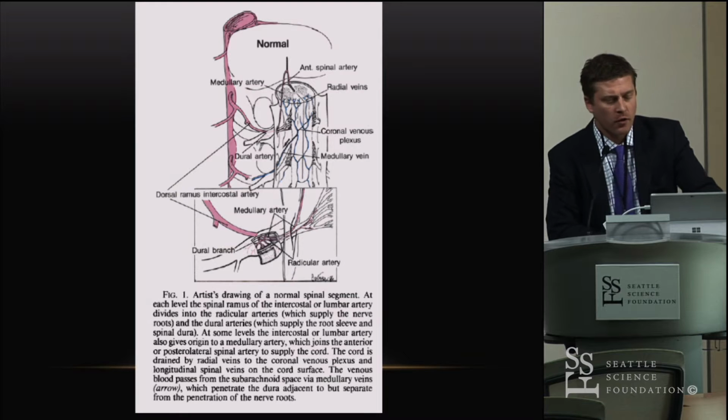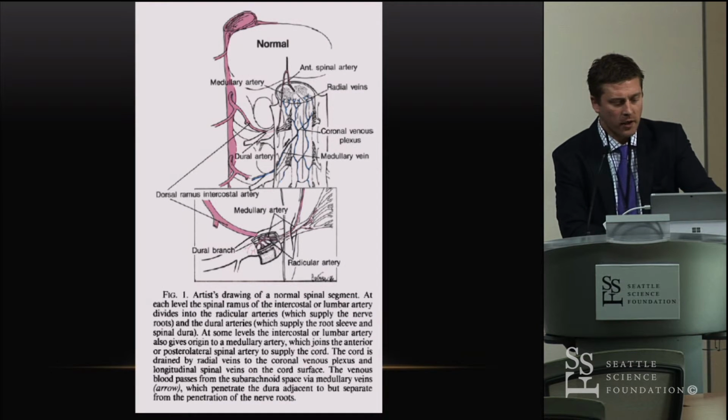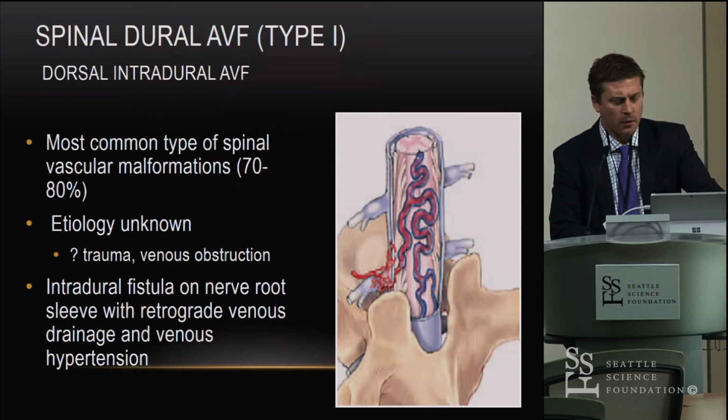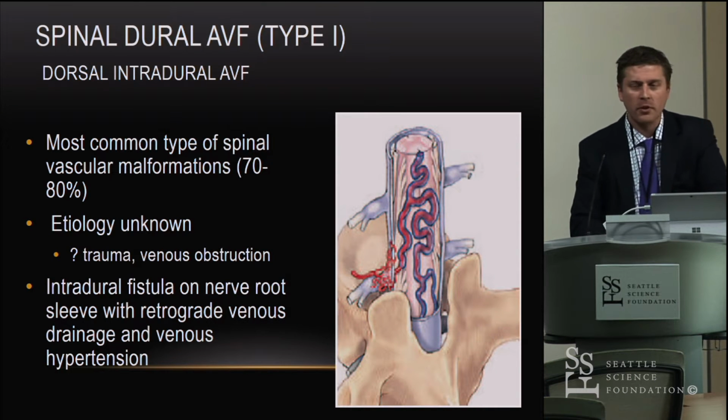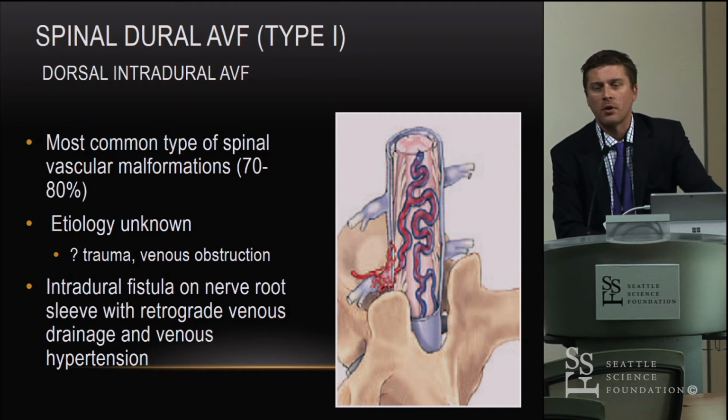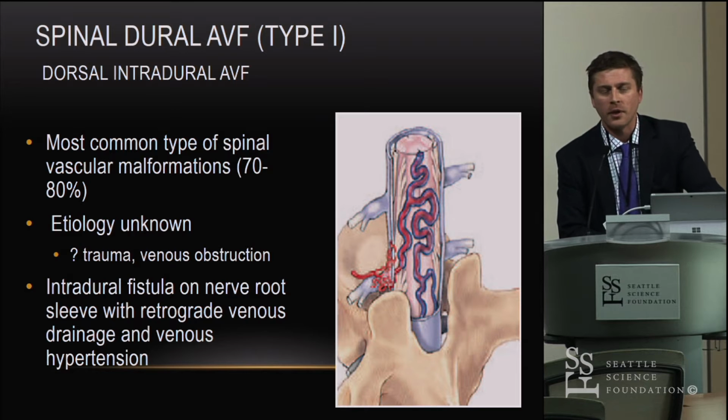Just going over the normal anatomy again, you've got the medullary arteries and those radiculopial arteries going to the back, the posterior spinals. So now what happens if it goes wrong? It's important to recognize these mostly rare problems because you don't want to operate on them without knowing what you're getting into. The most common type of vascular lesion we see in the spine is the dural AV fistula. It's about 70 to 80%.